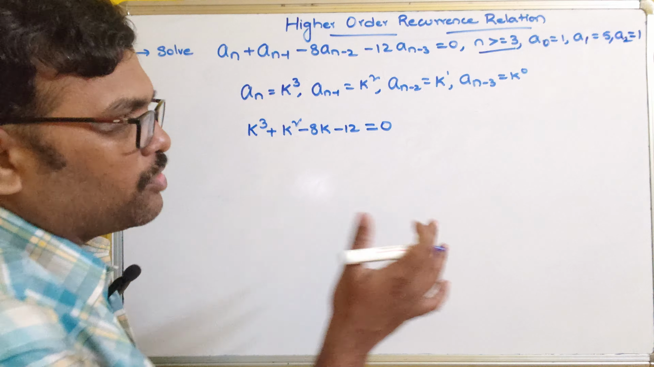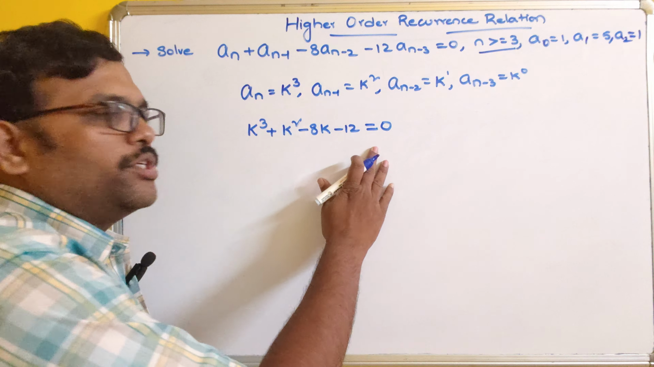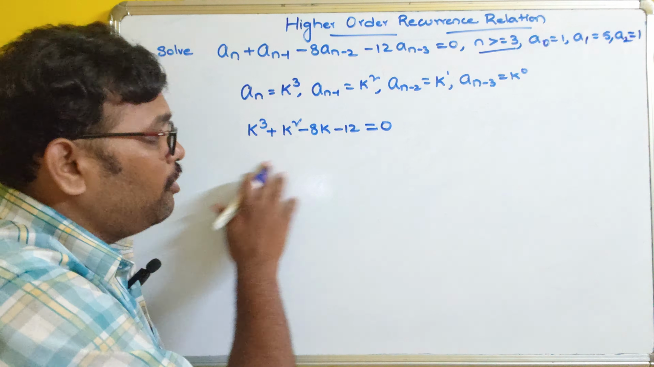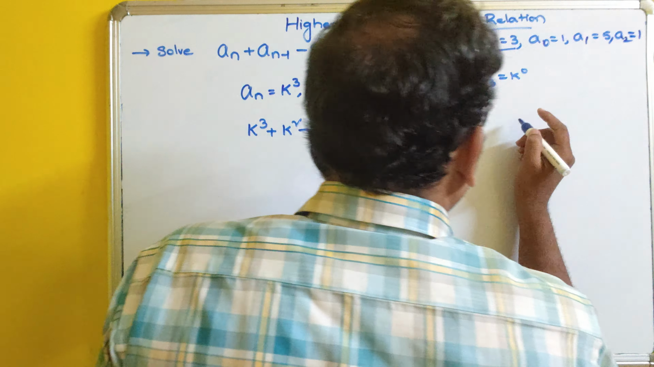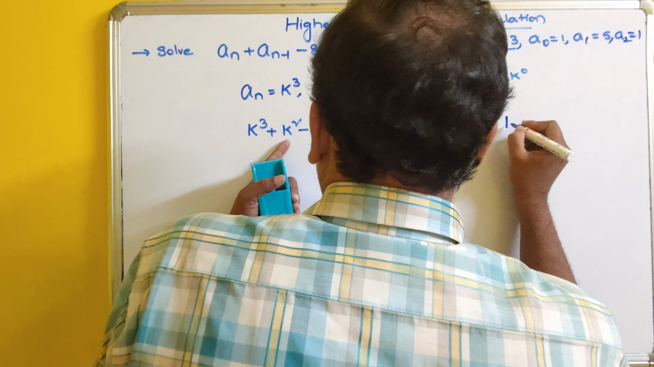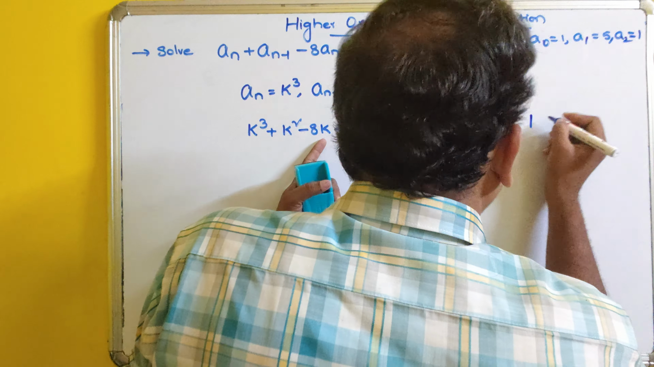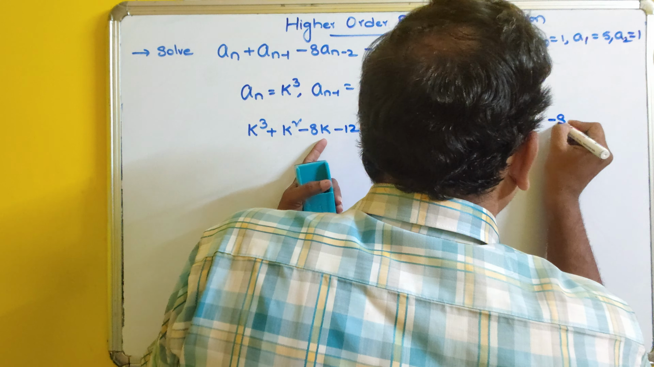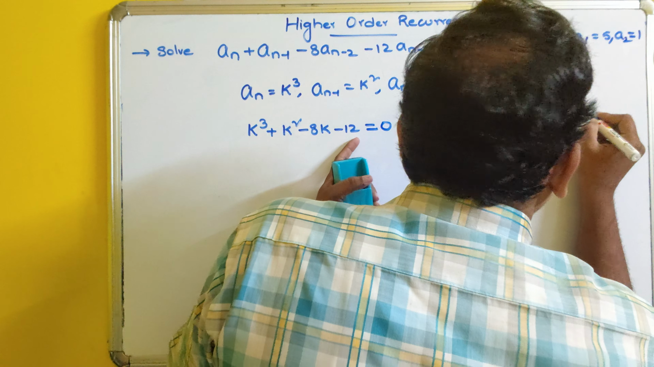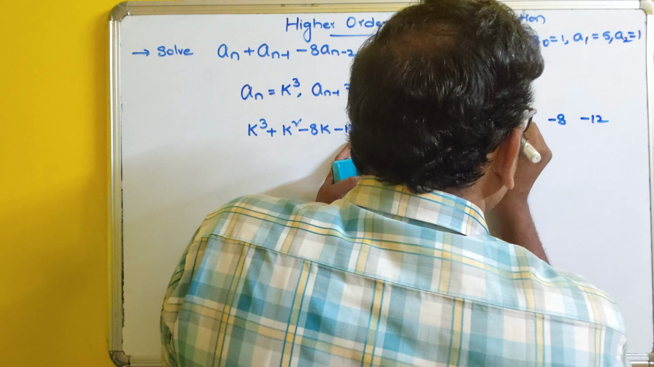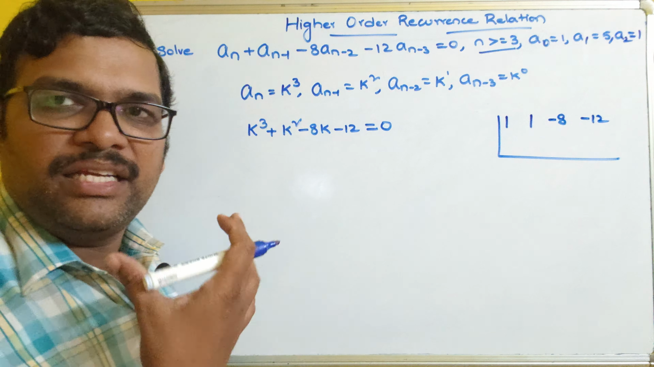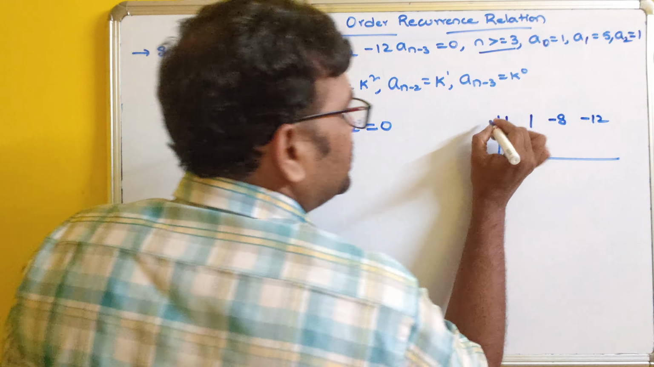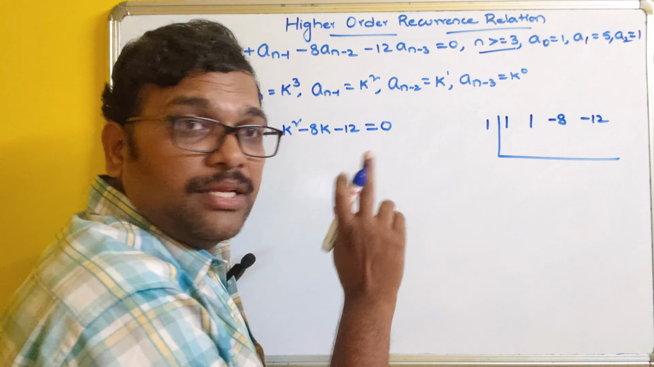So now also we'll write down all the coefficients of this equation. This is a cubical equation. Write the coefficients. Coefficient of k cube is 1, coefficient of k square is 1, coefficient of k is minus 8, and the constant, coefficient of k power 0, is minus 12. So by trial and error method, we can consider an initial value as a root. So I'll consider 1 as a root.